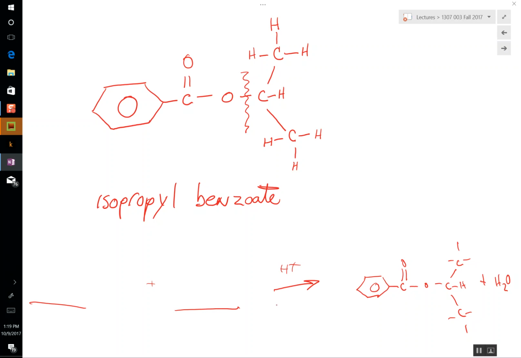And the name is already steering us in the right direction, that we're naming this isopropyl benzoate. So what do these two reactants have to be to make that ester? Okay, isopropyl alcohol and benzoic acid.